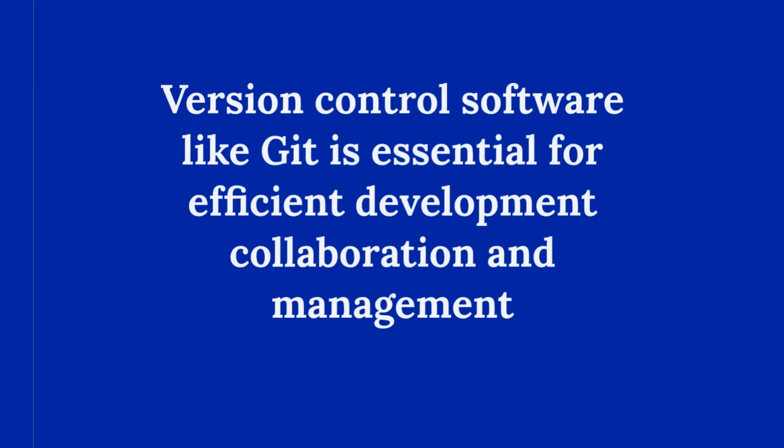Version control software like Git is crucial in development. It tracks changes and facilitates collaboration among developers. Git allows branching and merging for feature isolation. It provides a backup and recovery system. Version control ensures efficient and organized project management.